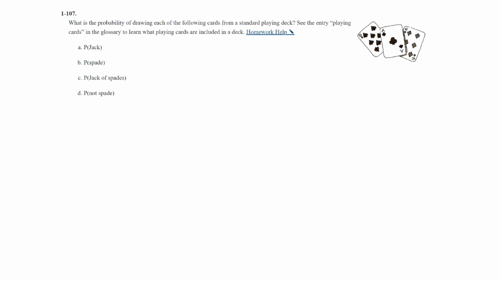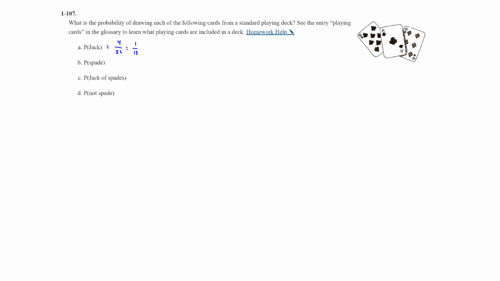Question 107. What is the probability of drawing each of the following cards from a standard playing deck? See the entry playing cards in the glossary to learn what playing cards are included in the deck. We got the probability of pulling out a jack. There's 52 cards in a standard deck, 4 different suits from ace, king, queen, jack down to 10 all the way to 2. And so there are 4 jacks in the deck. So the probability of pulling a jack is 4 out of 52, which could then be reduced to 1 out of 13.